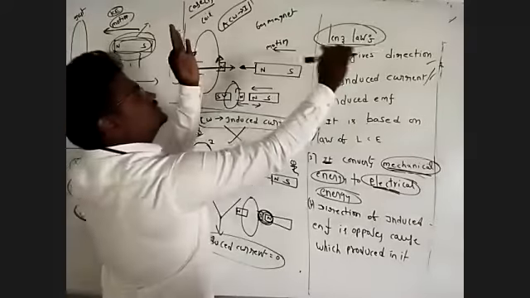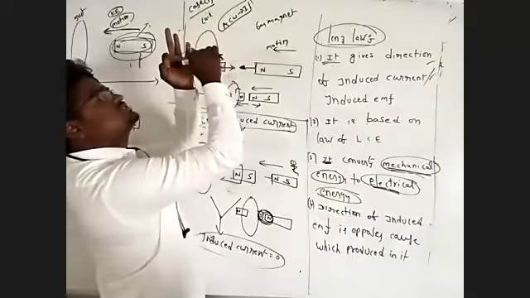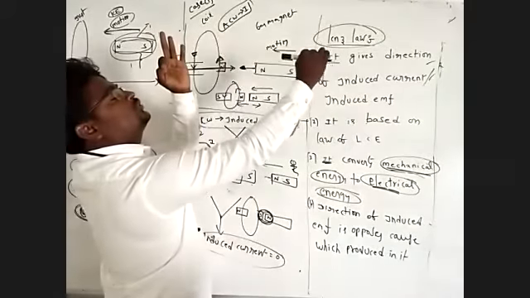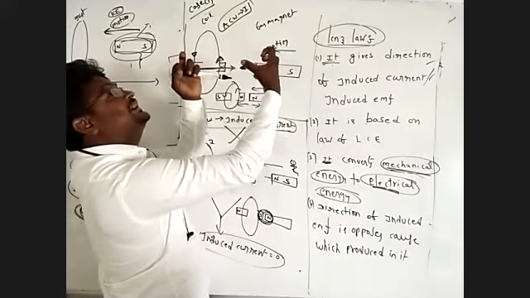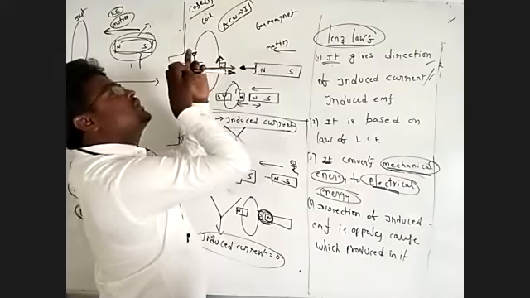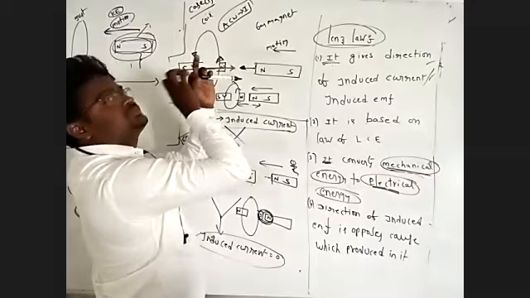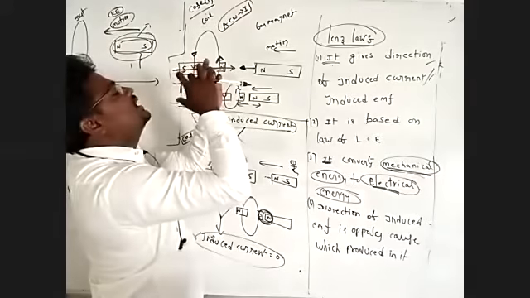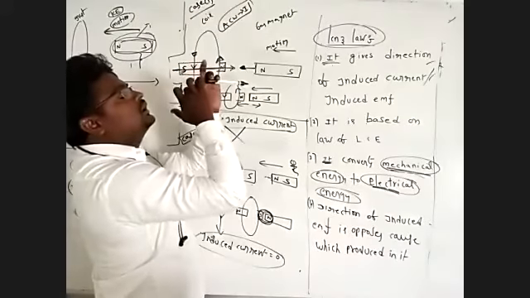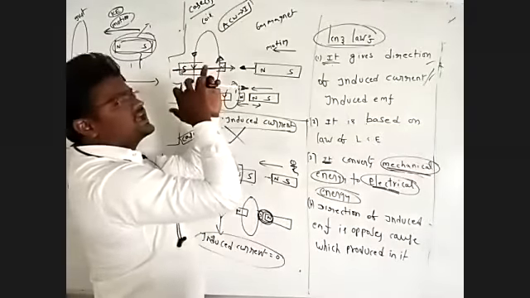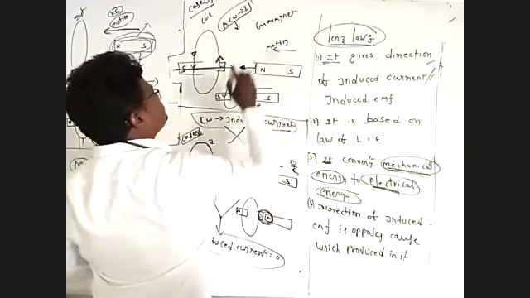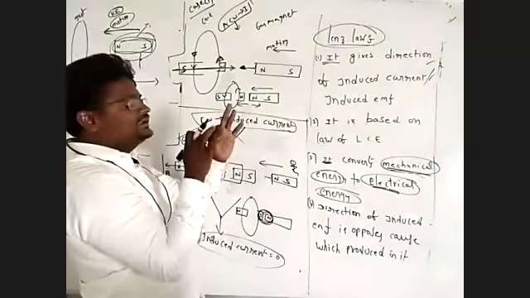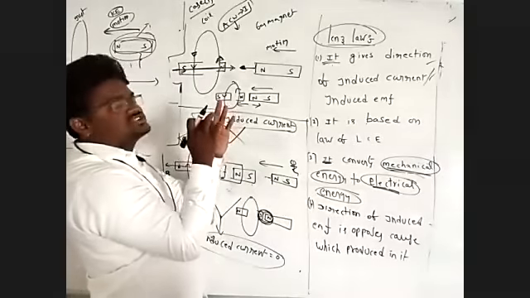Suppose I take the north pole of the bar magnet moving towards this coil. This changes and increases the flux lines linked with the coil. Induced EMF and induced current are set up in the coil. Then the ring carries current in an anti-clockwise direction. We are thinking whether that current is right or wrong, so we are checking. The ring carries current in the anti-clockwise direction.